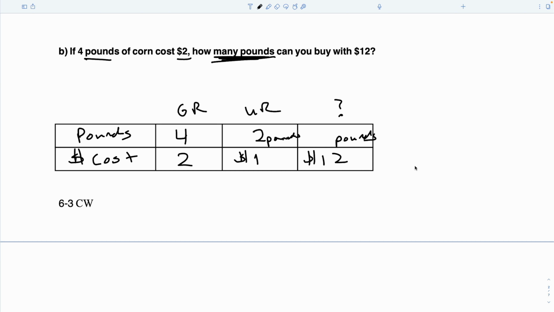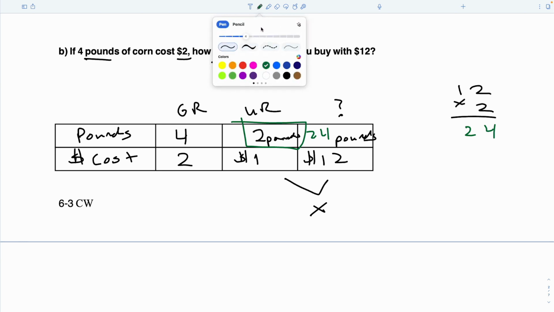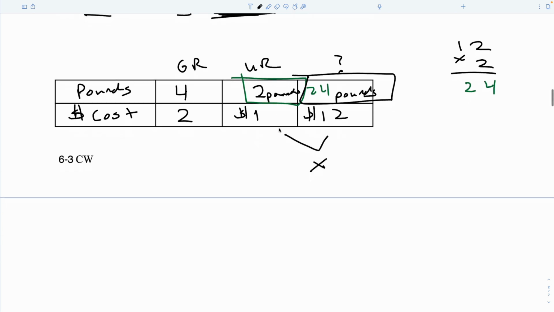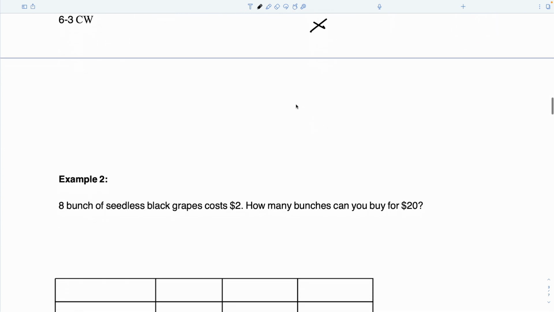You're going to take the 2, and how do I find how much 12 will cost, Cameron? Multiply 2 by what? By 12. The unit rate is magical because you can use this unit rate to multiply it by any number of dollars to find the pounds you can buy. I can buy 24 pounds with $12. That's a lot of corn. Probably not realistic in today's grocery outlet market, if you've been grocery shopping or heard your parents mumbling about the cost of things.